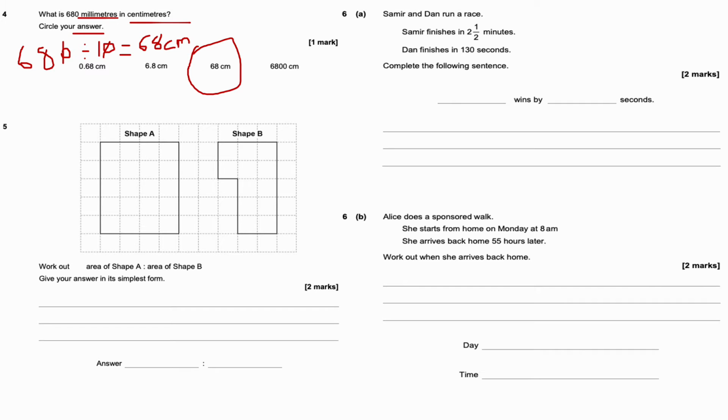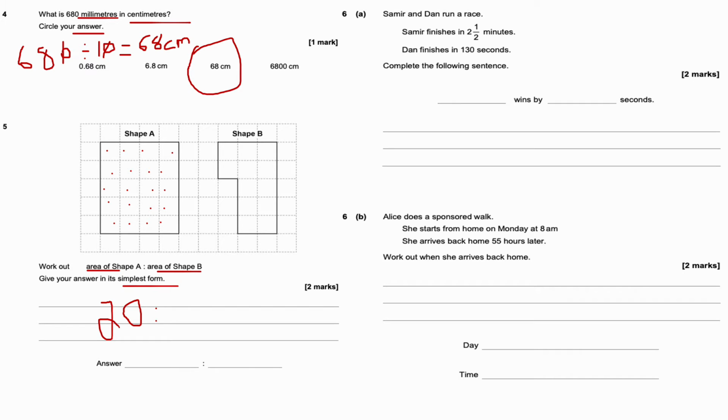This is question number 5. I've got shape A and I've got shape B. Work out the ratio of the area of shape A to the area of shape B. Give your answer in its simplest form. The area of shape A, I can do it one of 2 ways. I can either count the squares or do the length times the width. Either way will give me the same answer. So let's just count the squares: 1, 2, 3, up to 20. So the area of shape A is 20.